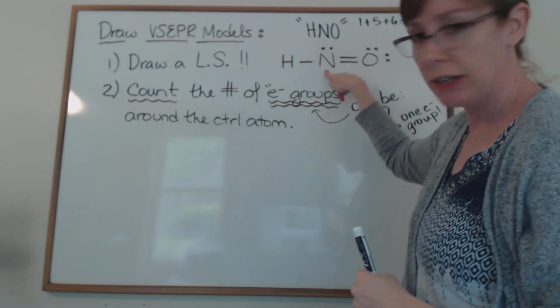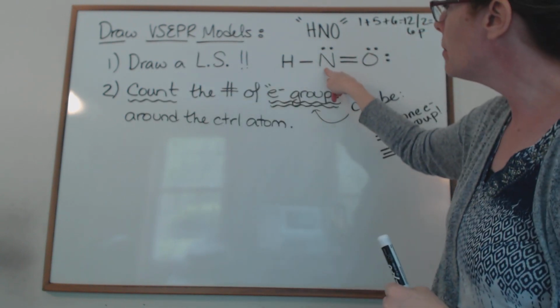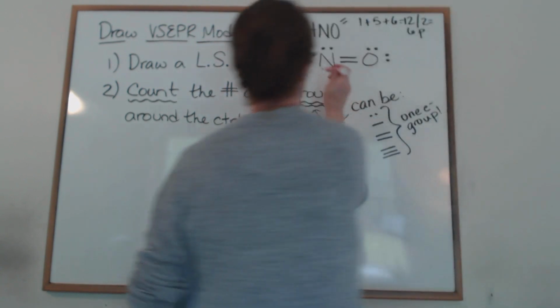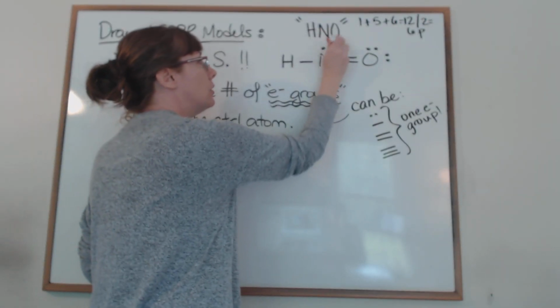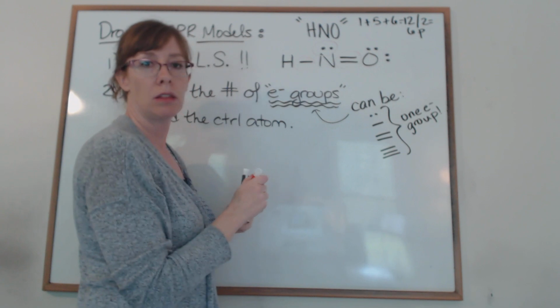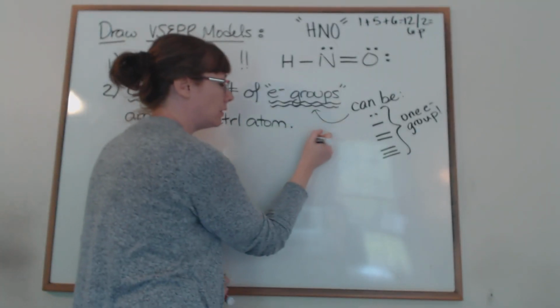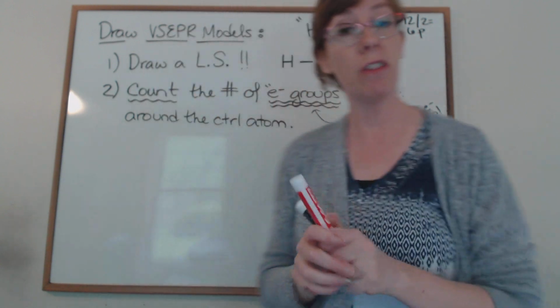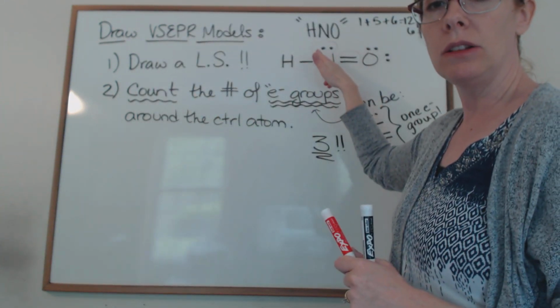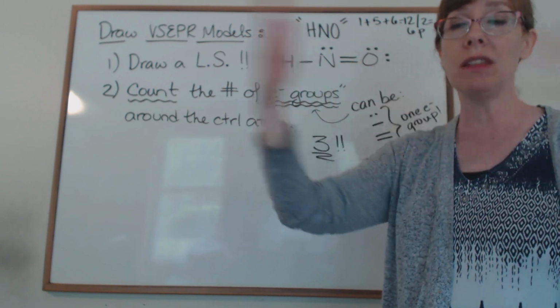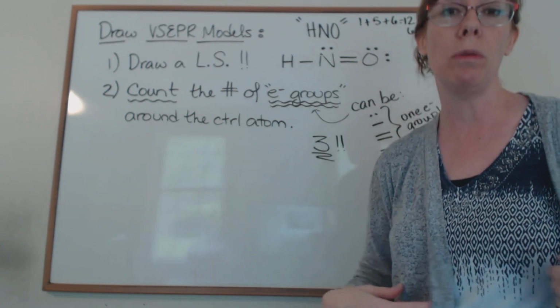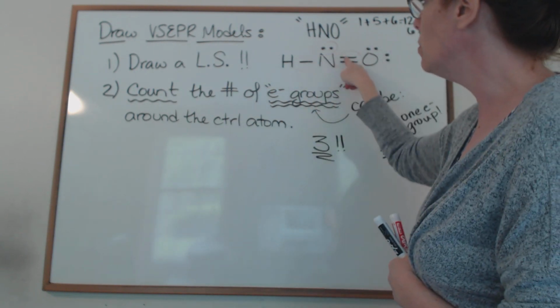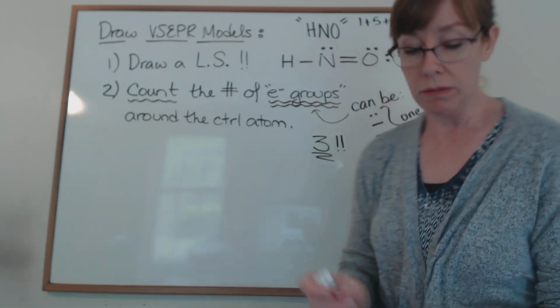So the central atom is nitrogen, right in the middle. You count the number of electron groups. Here's 1, here's 2, here's 3. Three electron groups is the answer. And it is essential that you get that number right. If you forget to count the lone pair, you're going to get the wrong answer, and everything from there on with your VSEPR modeling will be incorrect. So 1, 2, 3, three electron groups.